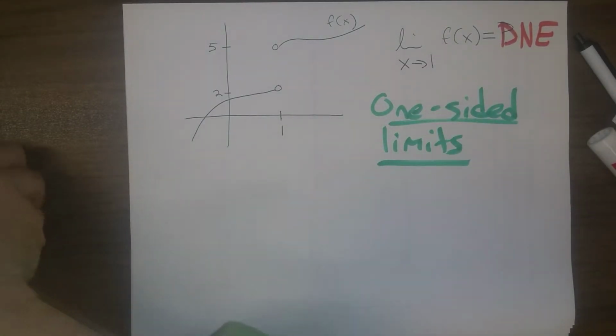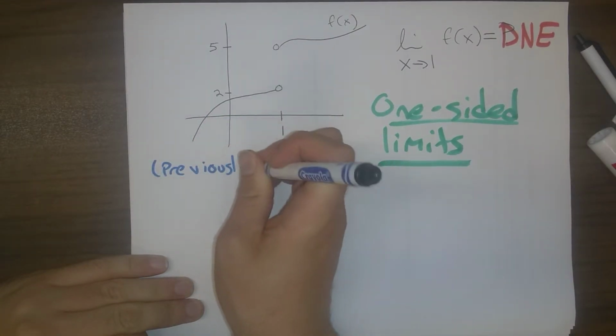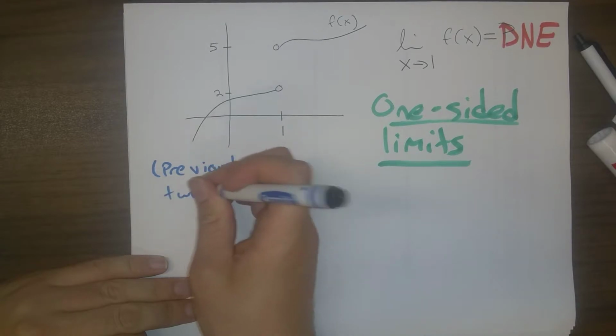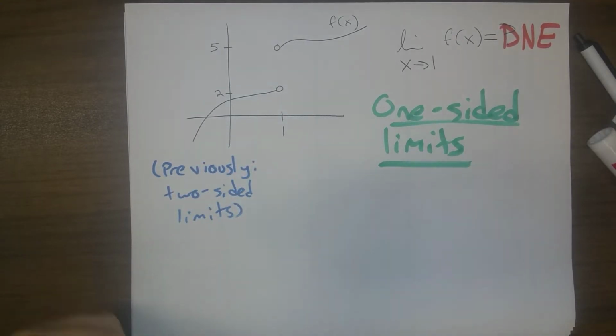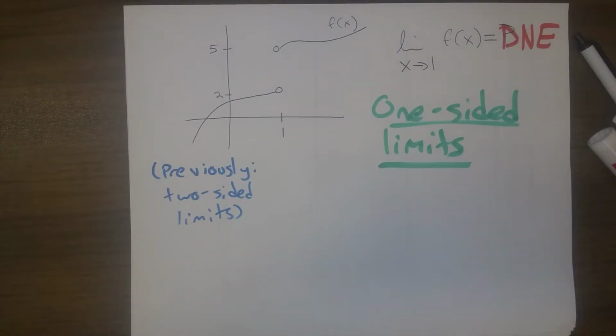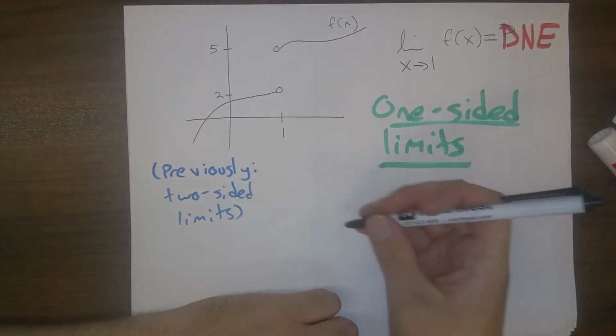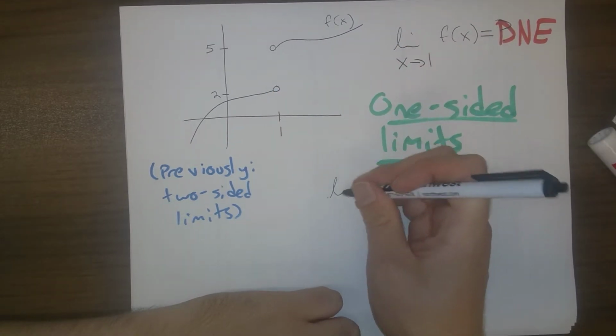So previously, what we were doing was called two-sided limits. Everything that we did before, the previous handful of videos, those are all two-sided limits. Now we can just discuss this new twist, which are one-sided limits. I'll just introduce it with an example, the example we've drawn up here.